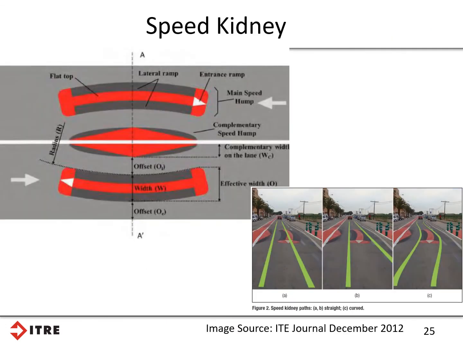Here's some other treatments, some newer treatments, some less common treatments. One is the speed kidney, and so it's kind of adding in some horizontal and vertical elements all at once. So drivers have the option to either use the vertical elements by driving over these parts of the speed kidney, or turn it into a horizontal element by driving a curved path through the speed kidney.